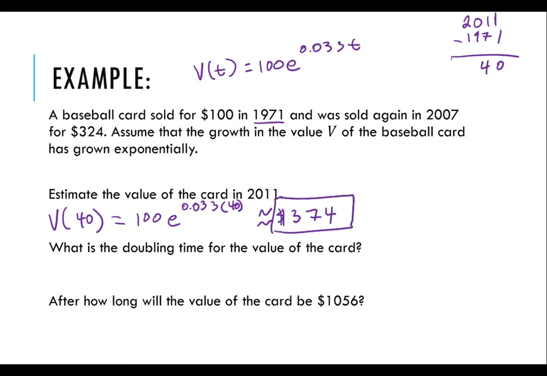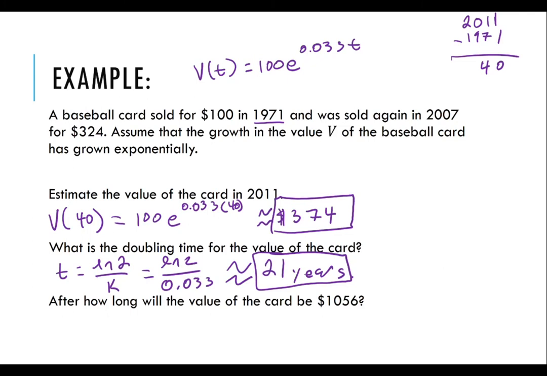What is the doubling time for the value of the card? Well, of course you could set up the situation where you double the initial value, which is $200, set it equal to the 100 times e to the 0.033t, or you could have used that memorized formula, that is, doubling time is equal to the natural log of 2 divided by k, which is going to be the natural log of 2 divided by 0.033, and I get that this is approximately 21 years.